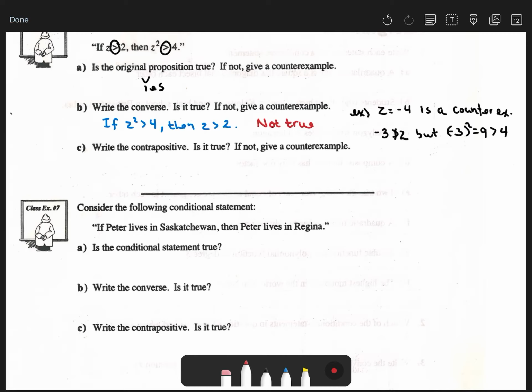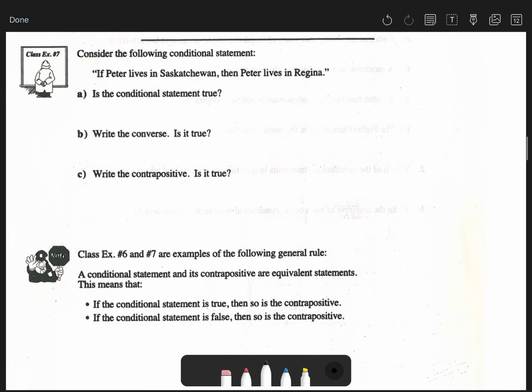Write the contrapositive. So the contrapositive would be taking the converse and negating both portions. So it would be if z squared is not bigger than 4, so that's how we write is not bigger, then we would say z is not bigger than 2. And again, is this true? If I square something and it's not bigger than 4, then that number is not bigger than 2. Okay, this is true. So I do not need to provide a counterexample because I'm not trying to disprove it. It is true.